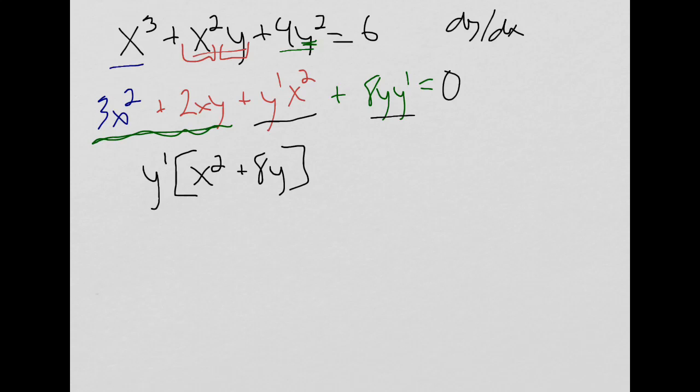And now I'll do it in green, I'm going to take these two terms and I'm going to move them over to the right side. So I get equals minus those terms, 3x squared minus 2xy.